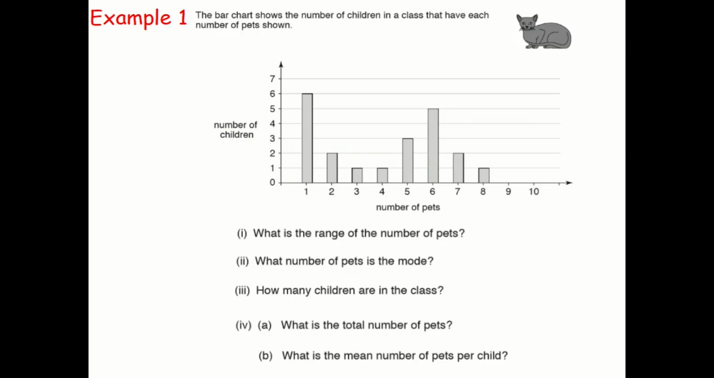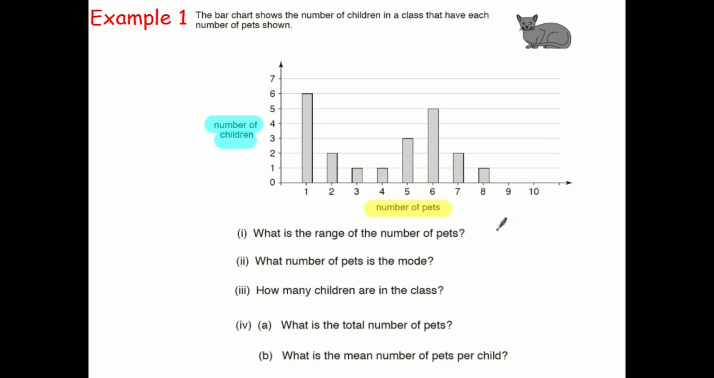So here's example 1. It says the bar chart shows the number of children in a class that have each number of pets shown. What is the range of the number of pets? Now, my recommendation to you is to firstly pay a lot of attention to what is on each axis. So this axis shows the number of pets and this axis shows the number of children. So pay attention to that.